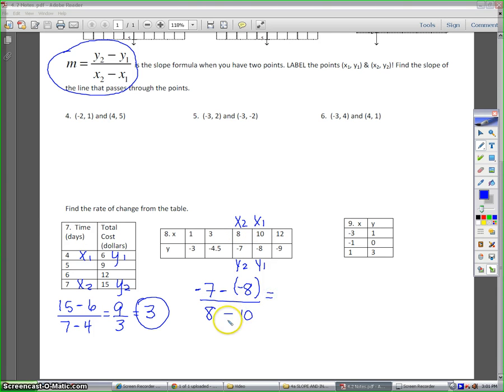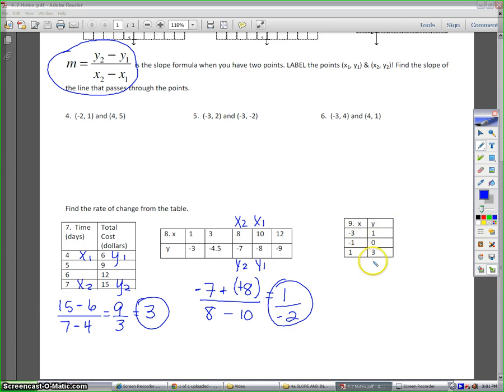Now I want to go ahead and simplify. I have a double negative, so again I'm going to make that a positive, and negative 7 plus 8 is 1. And 8 minus 10 is negative 2. And that's already simplified, negative 1/2. So my slope is negative 1/2.